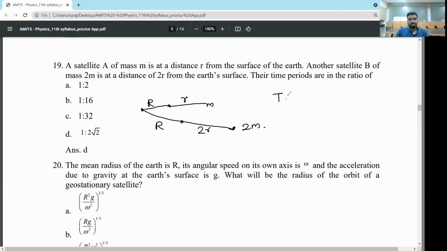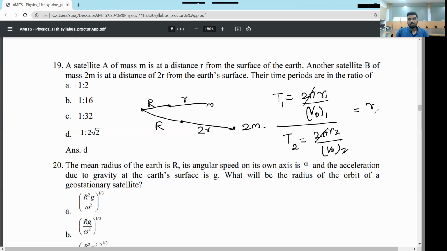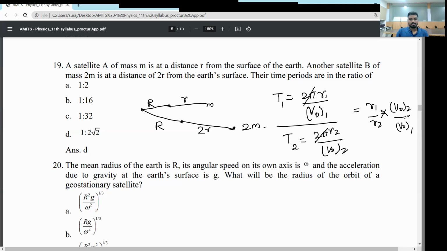Then time periods will be in the ratio. Time period is what? Time period is 2 pi by omega, or we can write this as 2 pi r by v. How to find v? V is what? Orbital velocity. So this becomes T1, this is T2, r1 by orbital velocity of the first satellite, this is 2 pi r2 by orbital velocity of the second satellite. 2 pi gets cancelled. It becomes r1 by r2 into v02 by v01. Just substitute the orbital velocity formula. Take a ratio. Option D will be correct.